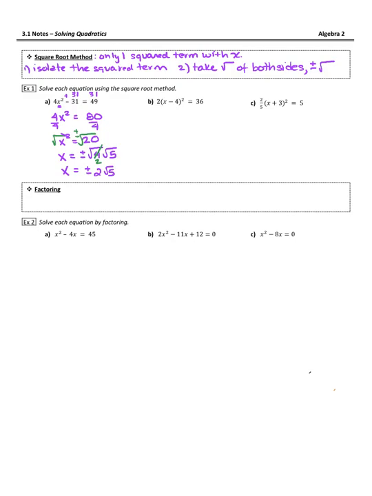And again, if you want to pause and try this one on your own, then you can check your answer. So we want to isolate the squared term. Notice there is only one squared term, so the first thing we do is divide by 2. So I have x minus 4 squared equals 18. Once again, we're going to take the square root of both sides.